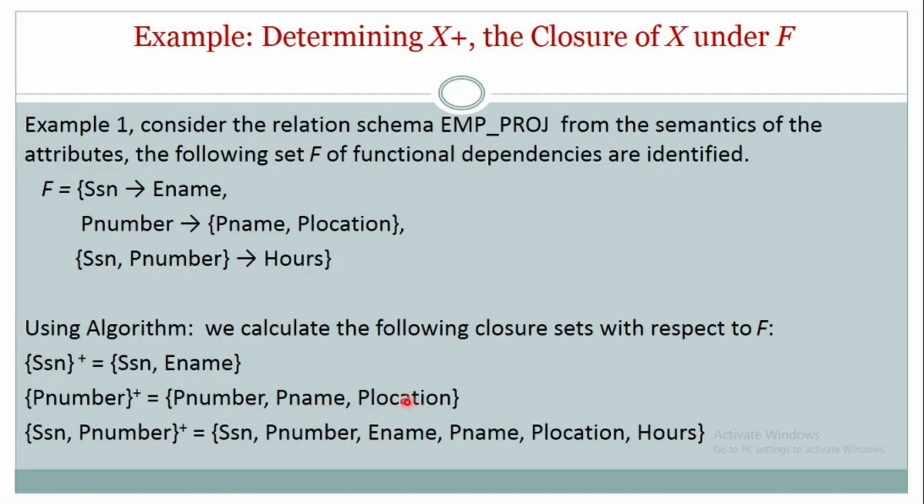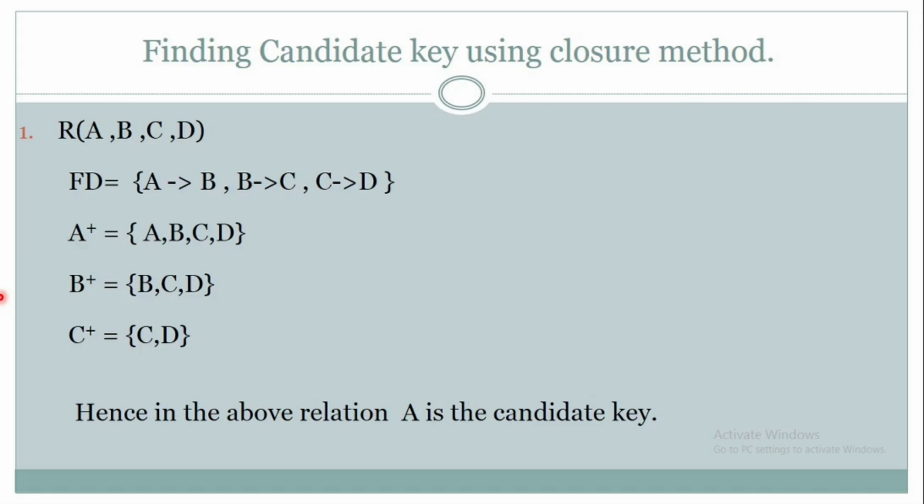The closure of SSN, project number here is equal to, as per the reflexive rule, SSN and project number, which determine themselves, and SSN determines employee name, and project number determines project name and project location, and the number of hours here. Just by finding the closure, we can identify the candidate key. So just by looking at this, we can make sure that the candidate key of the EMPLOYEE_PROJECT relation schema is SSN, project number, because the combination of these two attributes determines all other attributes of the relation schema.